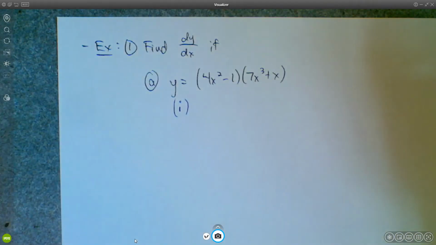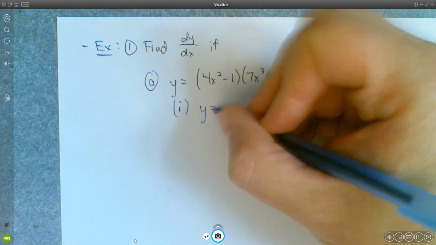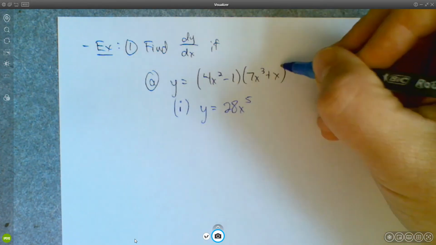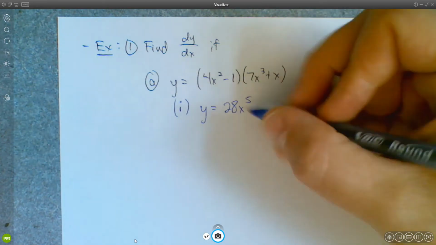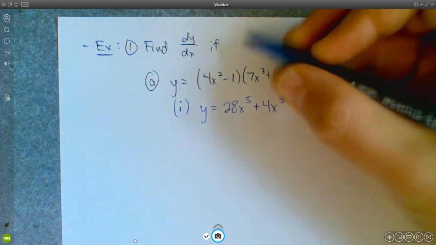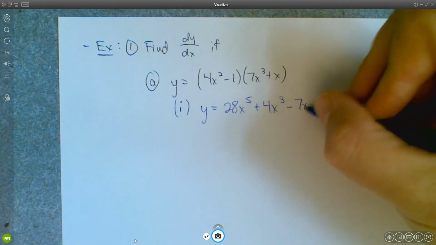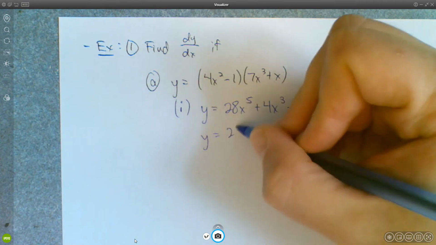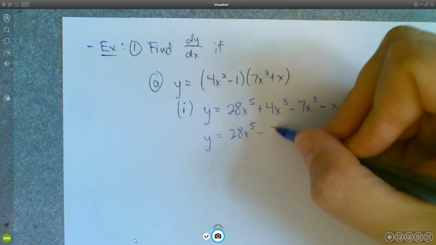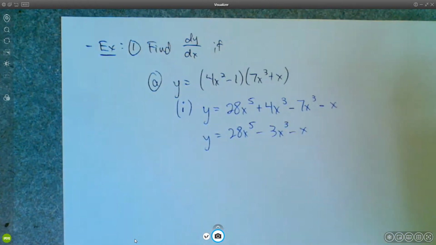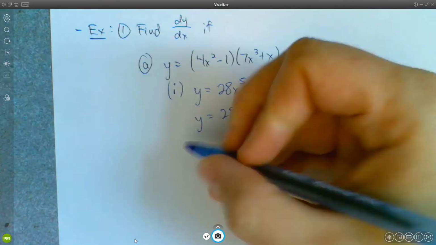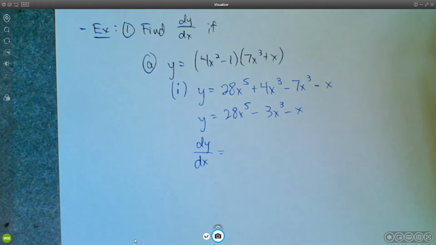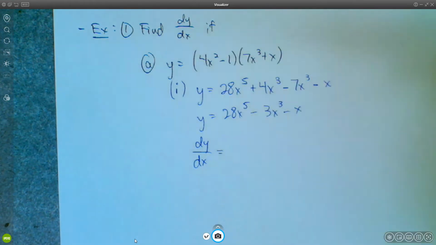So here's our first solution, is that we could just FOIL this, right? We could do 28x to the 5th plus, it looks like we've got a 4x cubed minus a 7x cubed, and then minus an x. So y is 28x to the 5th minus 3x cubed minus x. Right? So that's just y, but now finding dy dx is easy. We don't even need to use the product rule. We can just use the power rule for each of these terms, right?